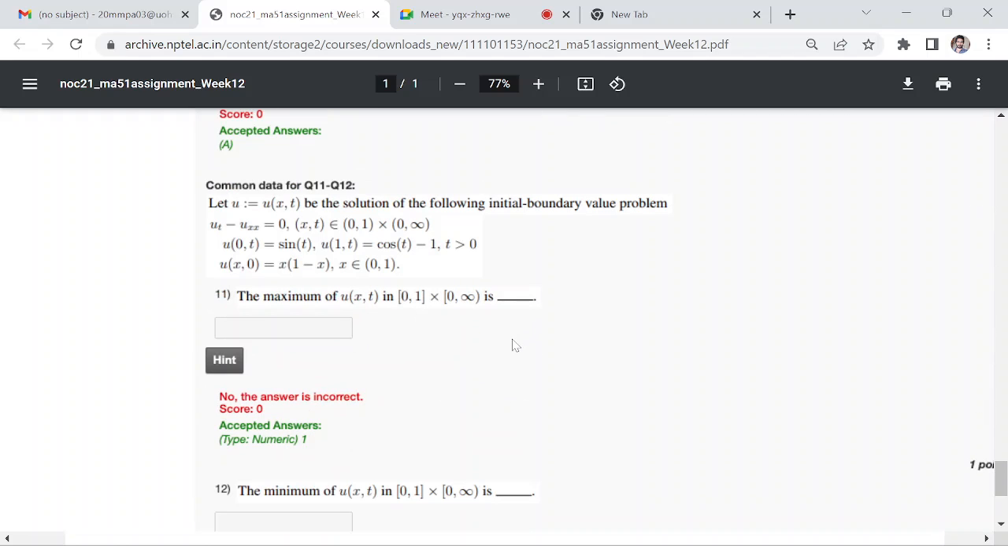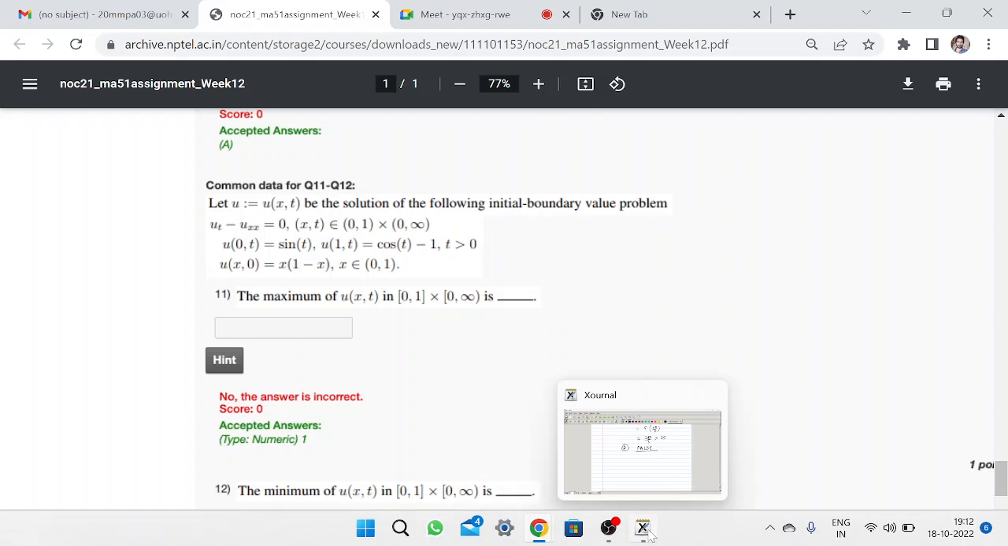So question number 11 is: u be the solution of the initial boundary value problem, homogeneous heat equation u t minus u x x is 0, u(0,t) is sin t, u(1,t) is cos t minus 1, and u(x,0) is equal to x into 1 minus x. So what is the maximum value of u in the closed interval [0,1] cross [0,infinity)?